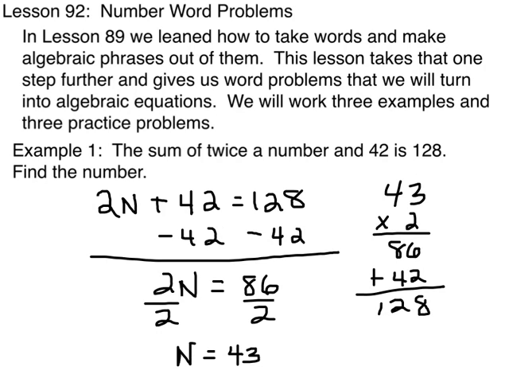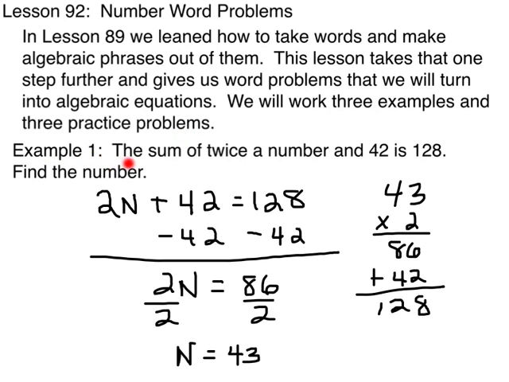Lesson 92 in Saxon Algebra 1/2, second edition, is about number word problems. Now in Lesson 89, we learned how to take words and make an algebraic phrase out of them. So you've practiced that for a couple lessons now, and now we're going to take that one step further. This lesson is going to give us word problems that we're going to turn into an algebraic expression or equation. So we're going to work 3 examples and then we'll do your 3 practice problems.